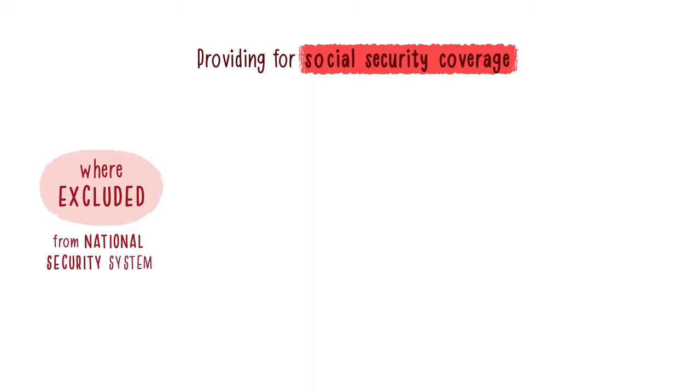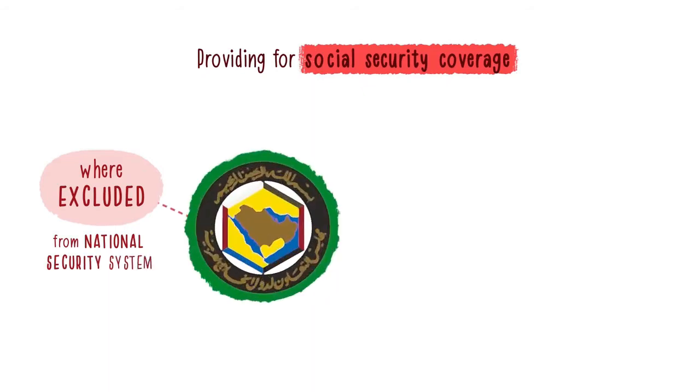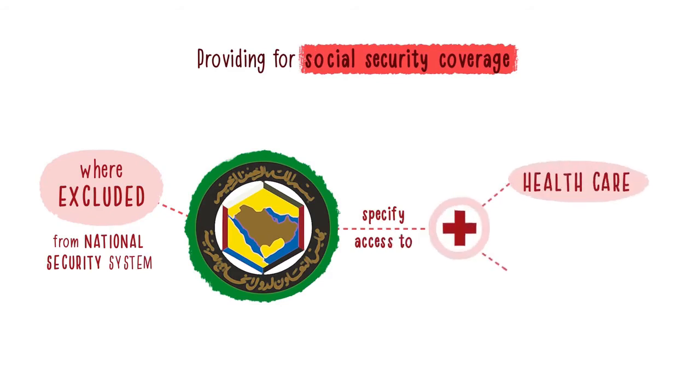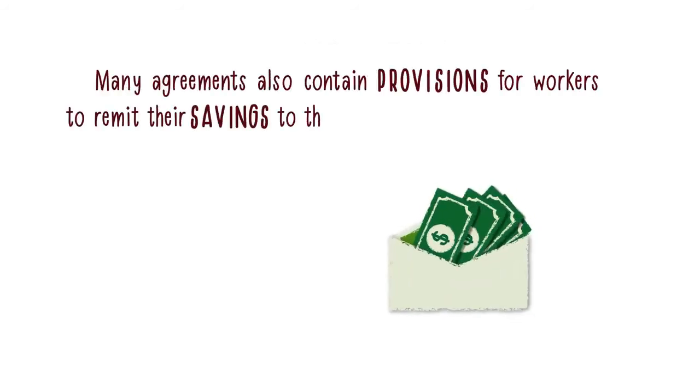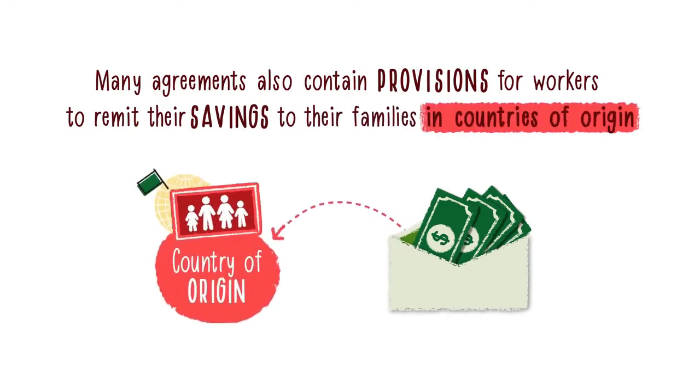Bilateral labour agreements can also ensure social protection for migrant workers by providing coverage for social security in line with national laws. Where migrant workers are excluded from national social security systems, as in Gulf Cooperation Council countries, they can specify access to healthcare and workplace accident and injury compensation as a minimum. Many agreements also contain provisions for workers to remit their savings to their families in countries of origin.